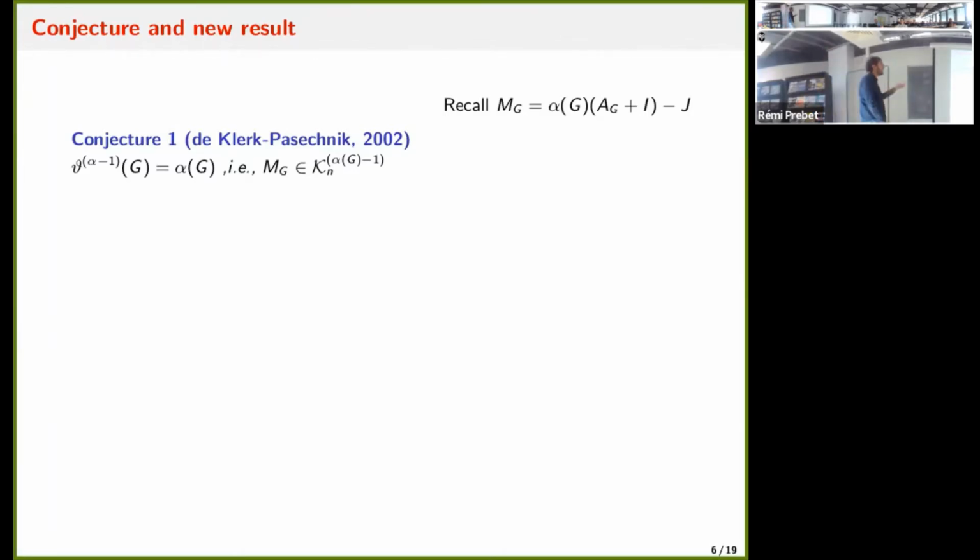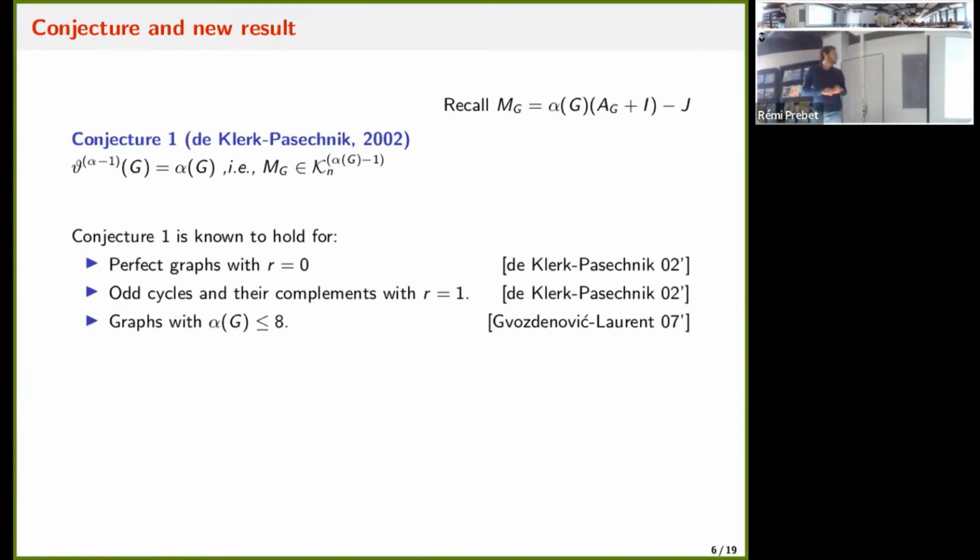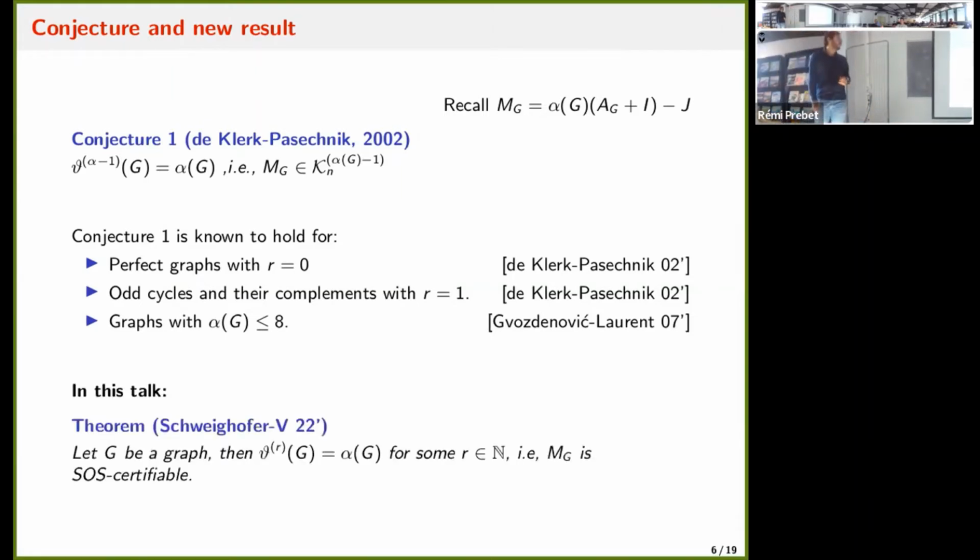In other words, what this is saying is that the matrix M_G belongs to the Parrilo cone at level alpha minus 1. So M_G is a copositive matrix for which we don't even know if it's SOS certifiable. They conjecture that it's in the Parrilo cone at level alpha minus 1. There are some known results about this conjecture. For example, the conjecture holds for perfect graphs with r equals 0, and also for odd cycles and their complements with r equal to 1, and it's also known for graphs with stability number at most 8. And in this talk, we're going to show that we have finite convergence of this hierarchy.